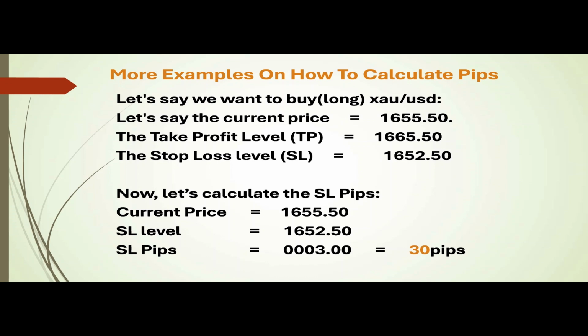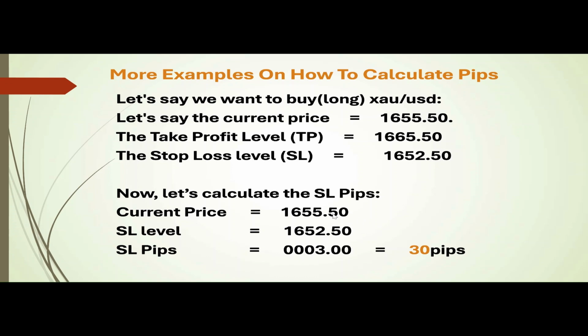First of all, let's calculate our SL pips, that is the stop loss pips. How many pips are we risking? Since we are buying, to calculate our SL pips, we first bring up the current price. Current price is 1655.50. Then stop loss price is 1652.50. Then we subtract the stop loss level from the current level. If we subtract it, we are going to have 0003.30. Just simple arithmetic subtraction.